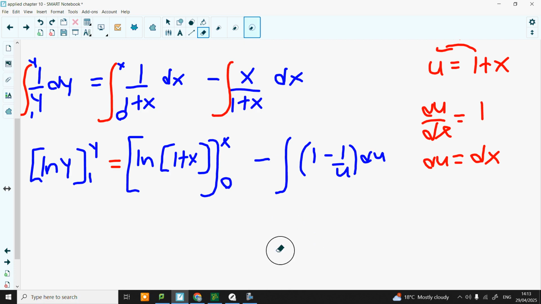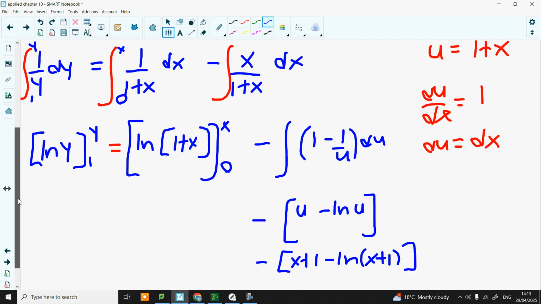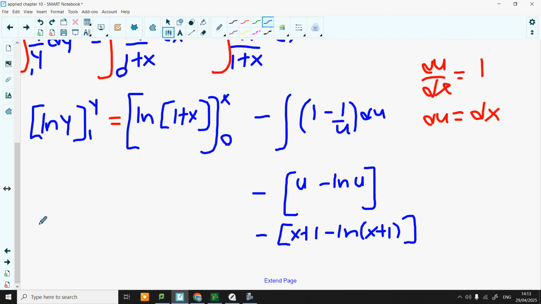I'm going to integrate that, and I'll put on the limits later. So I'm going to integrate that one. Minus the integral of u minus ln u. What is u again? It's x plus 1 minus ln x plus 1. I'll come back and see if there's an easier way of getting this one done later.